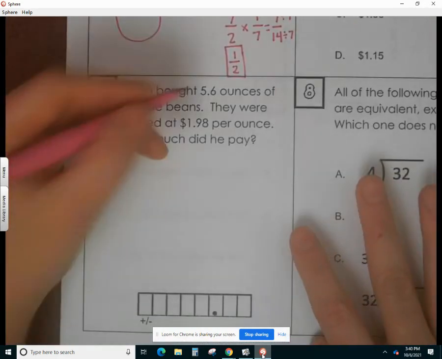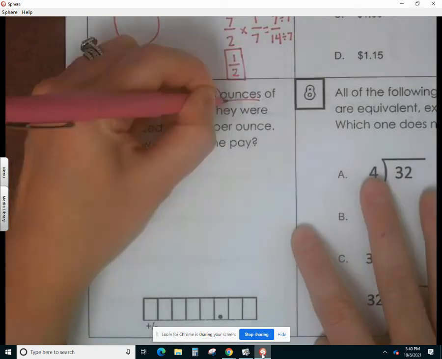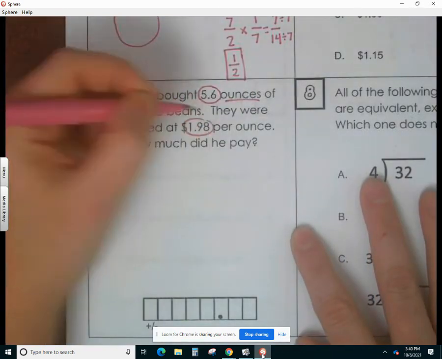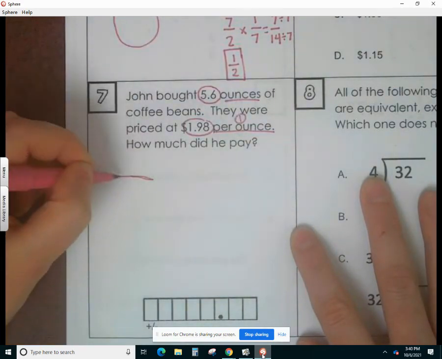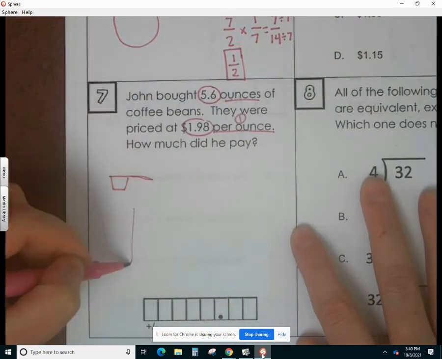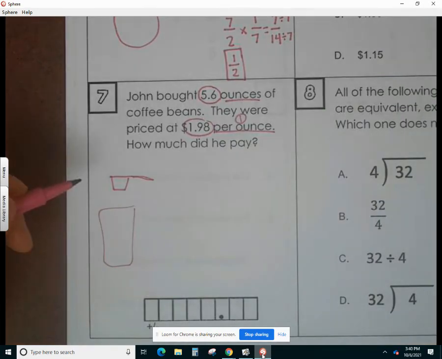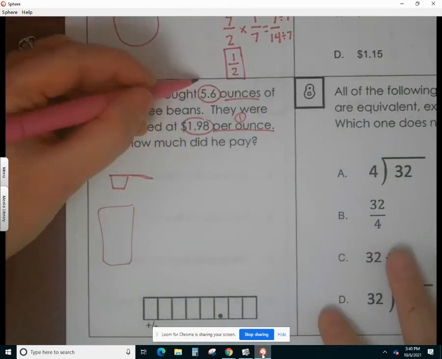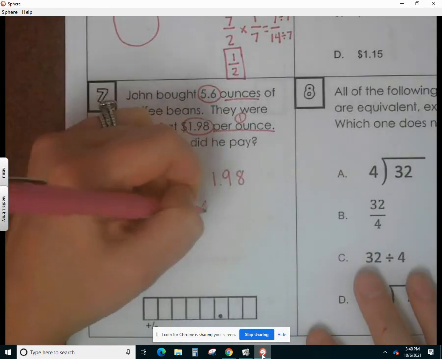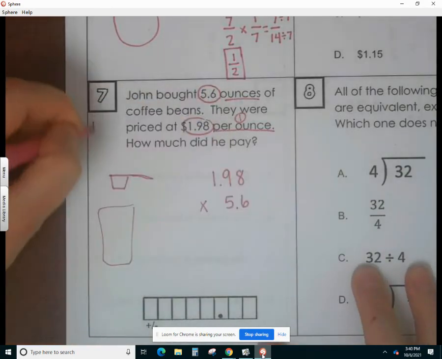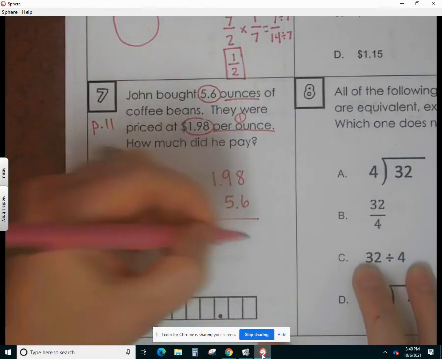Next question, he's buying 5.6 ounces of coffee, and it's $1.98 per ounce. That's just for 1 ounce. So if he were to get a little scooper and put 1 ounce of coffee into his bag, that's $1.98. But he's putting more than that. He's buying that much. So we've got to multiply $1.98 times 5.6. This is on page 11 of your notebook.